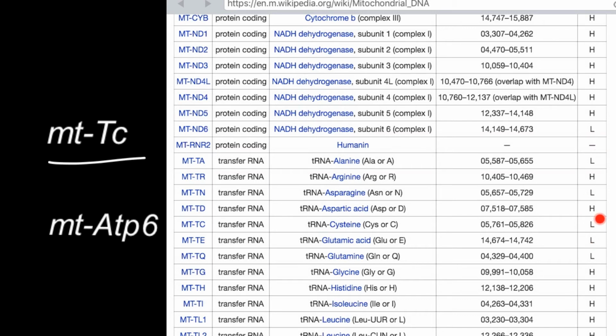And also in this table you would see L and H for each gene. What does it mean? That means on which strand of the DNA we would find this gene. It can be the heavy chain or the light chain. The mitochondrial chromosome is circular, and it is double-stranded, of course.